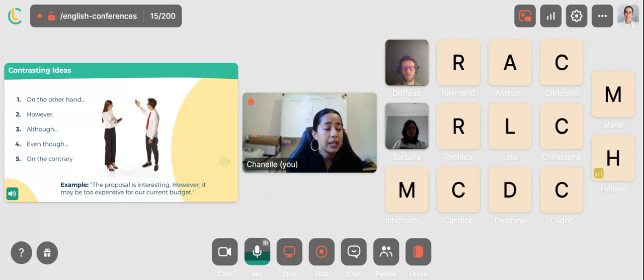We can also express contrasting ideas. For example, on the other hand, or however, although, even though, on the contrary. For example, the proposal is interesting. However, it may be too expensive for our current budget.